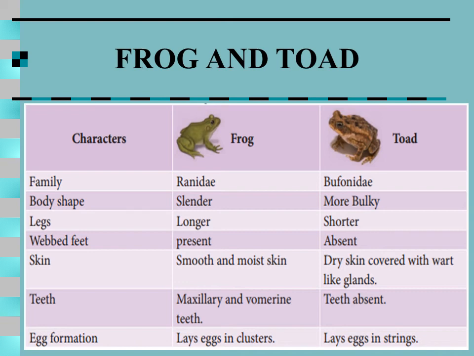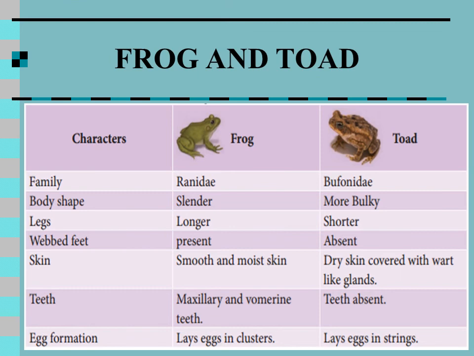Then body shape: as we said, the frog has a slender, streamlined body, but the toad is more bulky, somewhat stumpy. The legs are longer for the frog, and short for the toad. Then webbed feet: webbed feet are present in the frog and absent in the toad. Then skin: the frog has smooth and moist skin, but the toad has dry skin covered with glands. That is the character of the toad.